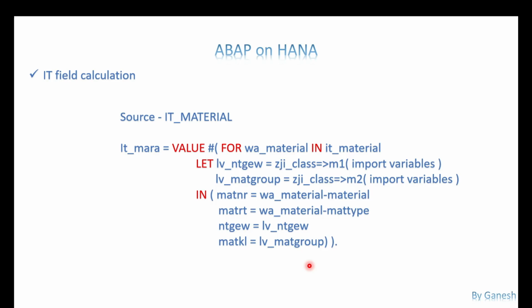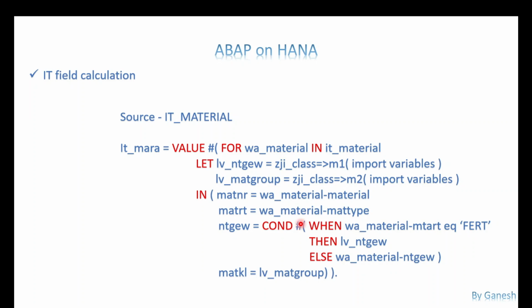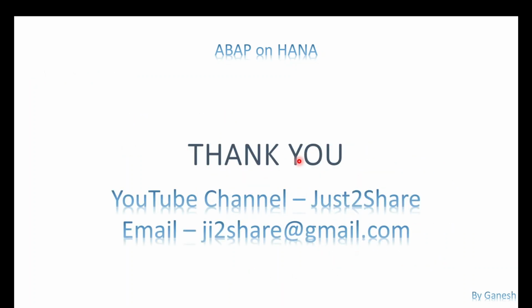We already know the operator called COND, so we can make use of it. When the material type is FERT, use the calculated one, or otherwise you can use the actual source table value. This is not exactly part of this topic, but sometimes you need conditions to be added, so this is how you can do it with the condition operator. This is the full way of coding to get the calculated value with the help of a class and method into any field of an internal table. That's it. Let's get into the system.